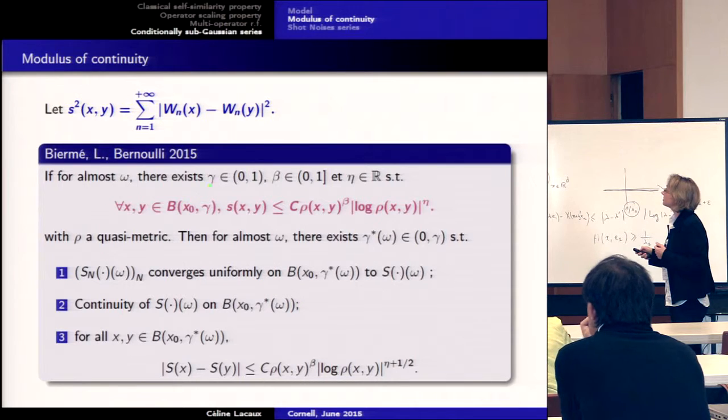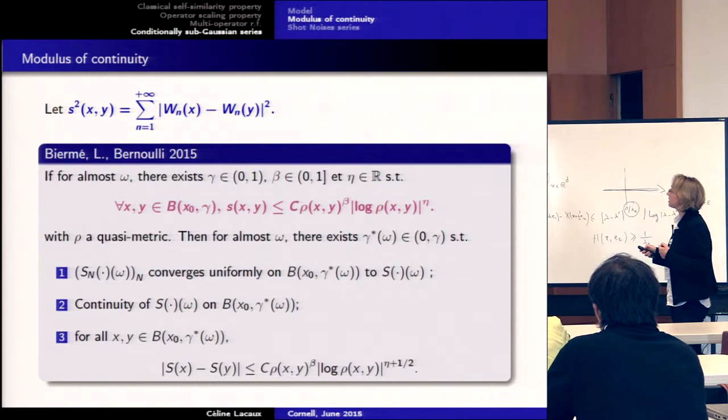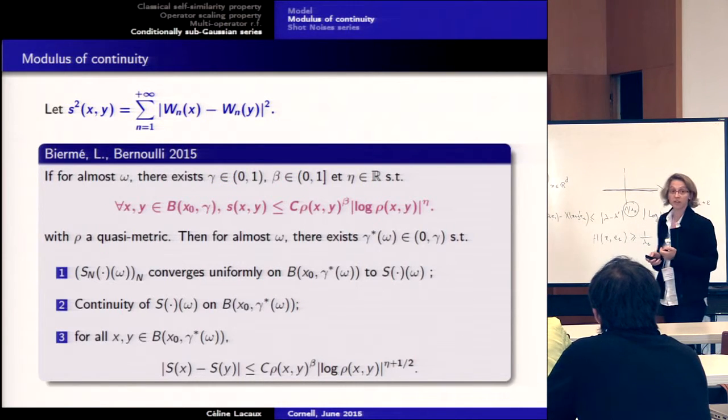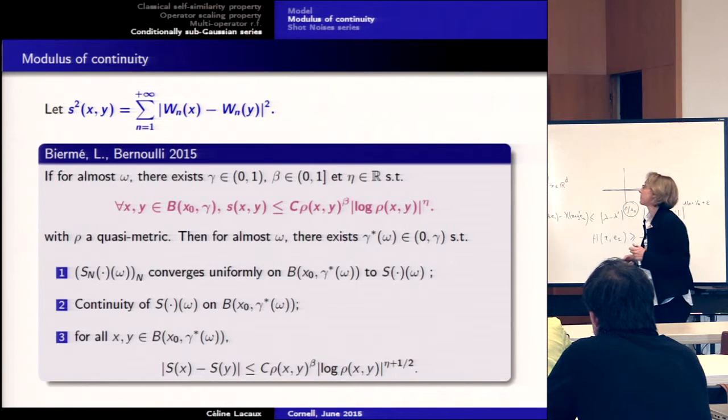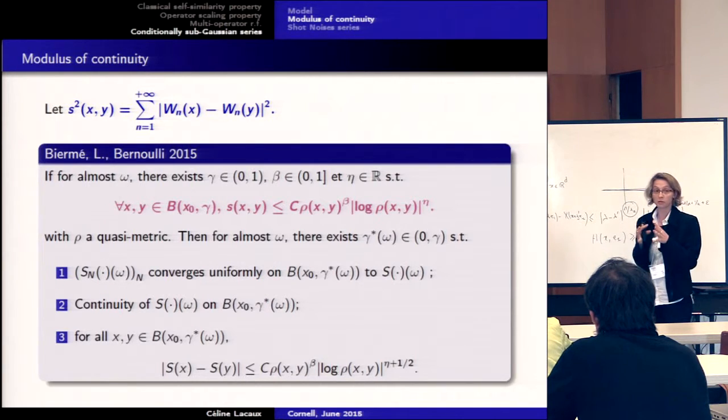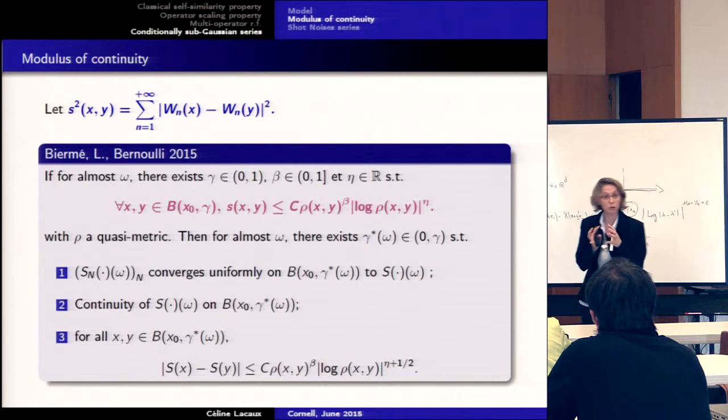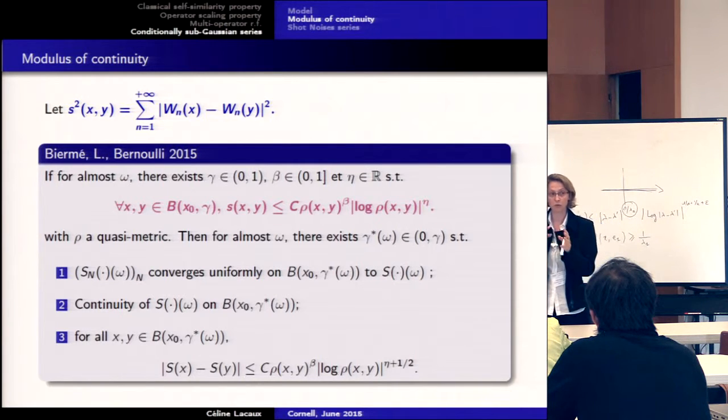Here you see that gamma, beta, and eta are random variables. Under this, we can prove that there is uniform convergence, not only on a small ball around x0, and the ball is random.